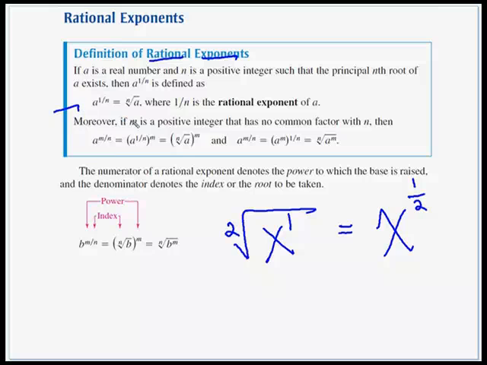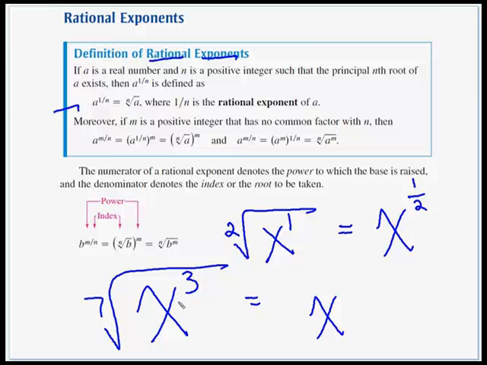Continuing up here in the box, moreover, if m is a positive integer and has no common factor with n, then a to the power m over n is the same as a to the 1 over n power to the mth power, or the nth root of a all to the m power. A little confusing, but let's see if I can straighten it up with this. What if we had x to the third and we were taking the 7th root? The 7th root of x to the third. Well, our base stays the same as x, make a fraction, 3/7. And there we go.